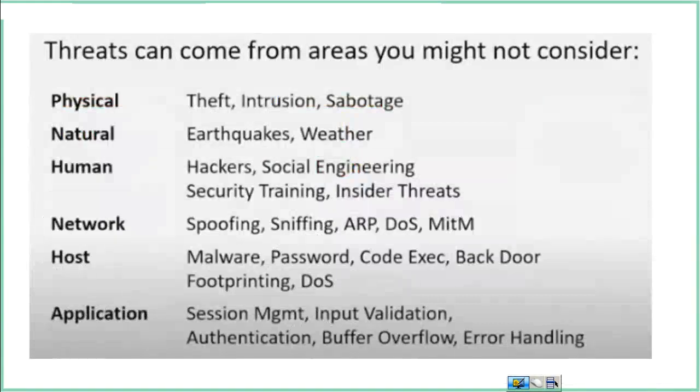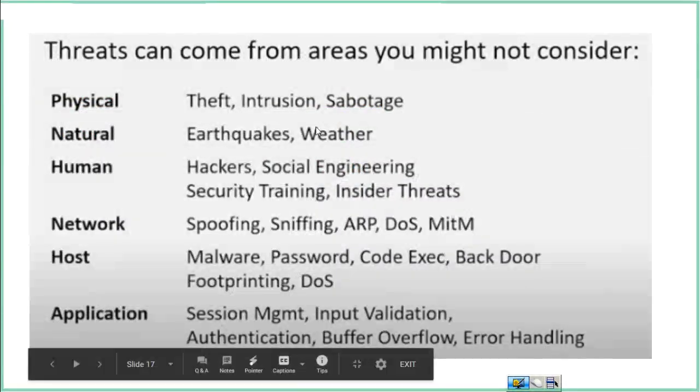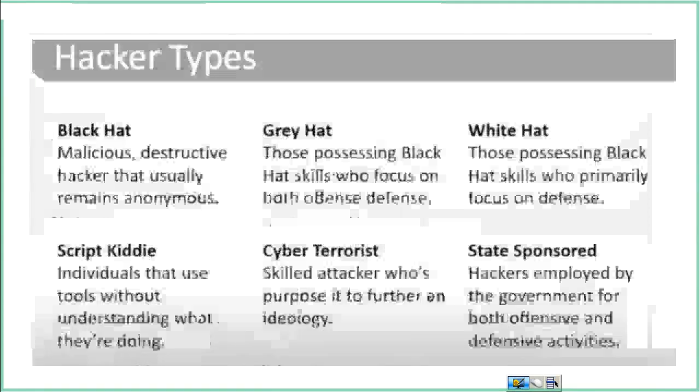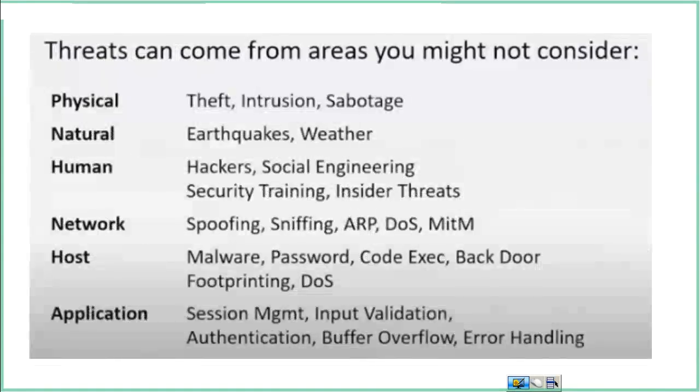So threats come in different ways, my friends. One, physical, like someone can break into your office and take things like PCs or anything. A mob can come and attack, or it can be natural disasters like earthquakes, weather, hurricanes. And then humans, people like attackers.